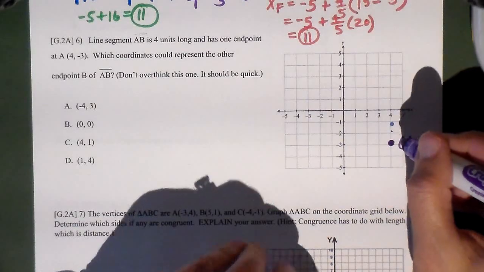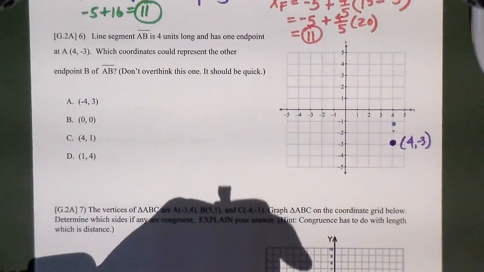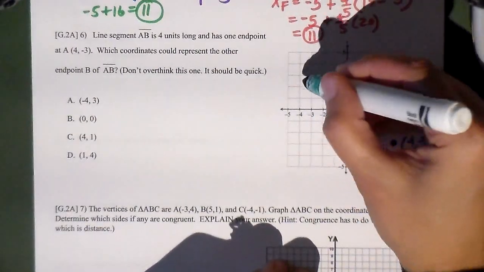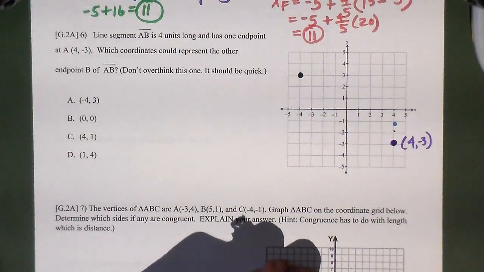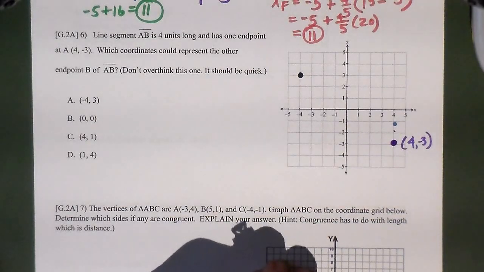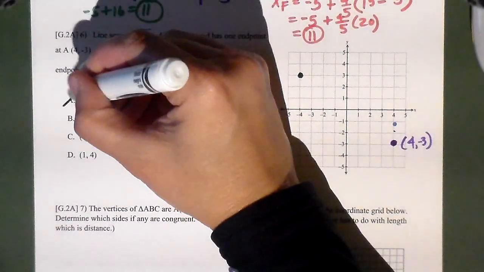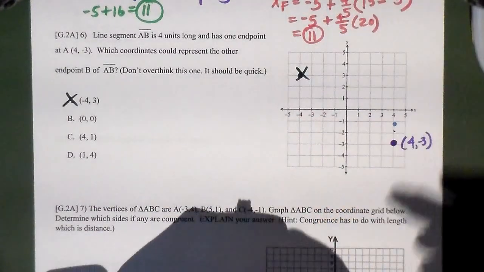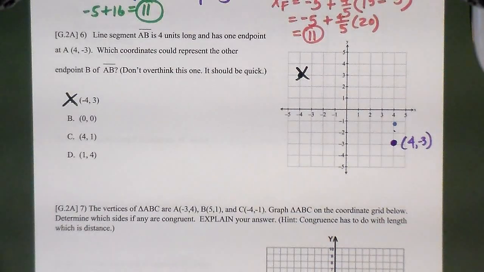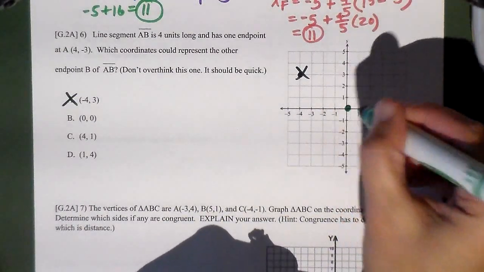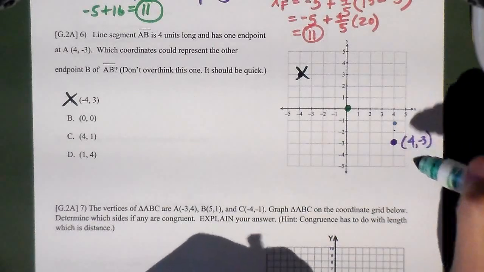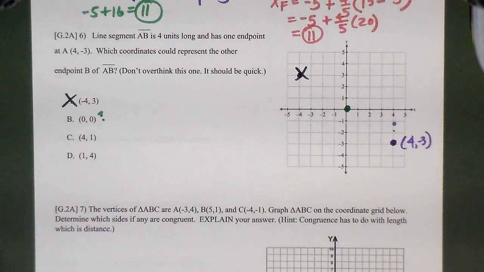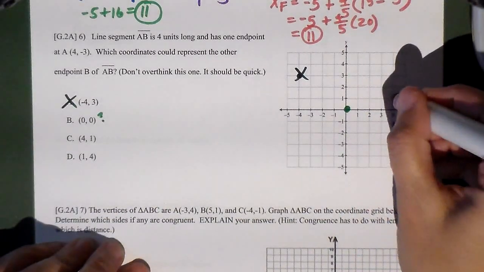AB is 4 units long. So look what you could have done. Let's graph all these. Let's graph (-4, 3). Does that look like it's 4 units long? No, you could verify it with the distance formula, but there's no need. Okay, so that one's out. So it's not this one. Let's look at the next one, (0, 0). Does that look like it's 4 units long? Could be. So we're going to put a little question mark here. Kind of check it out. All right. (4, 1), right here.